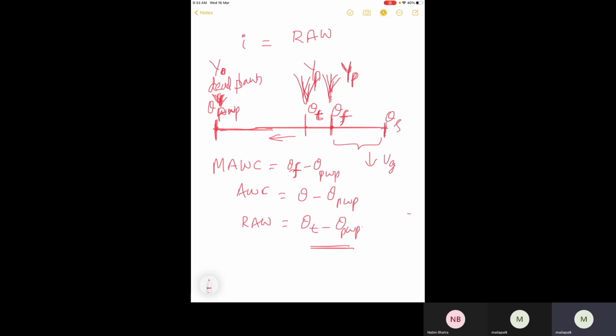Okay, so the point here is at theta t, still we are good, and that's not going to affect the atmospheric demand. That's ETC. That's what you call pumping, right? So the plant can easily pump water to the atmosphere. That's not going to affect the ETC and not going to affect your yield, right? So that's why we're going to replace that with RAW in the earlier equation.